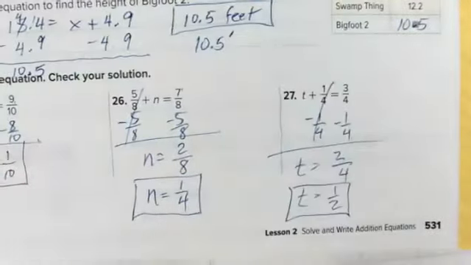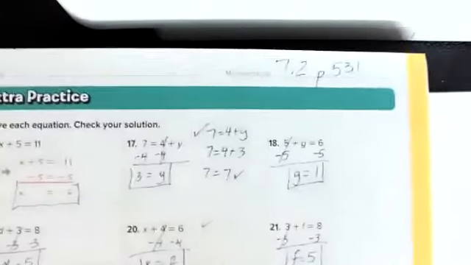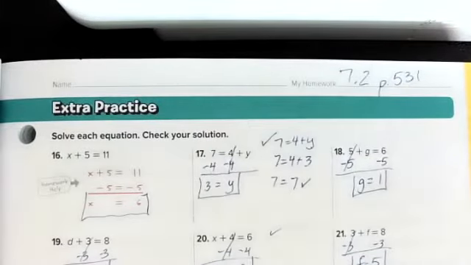Okay, so that was chapter 7, lesson 2, extra practice to help us prepare for our quiz. Chapter 7, lesson 2, extra practice, page 531.